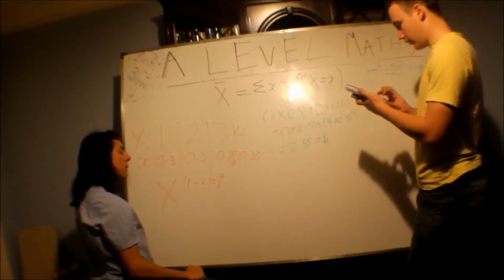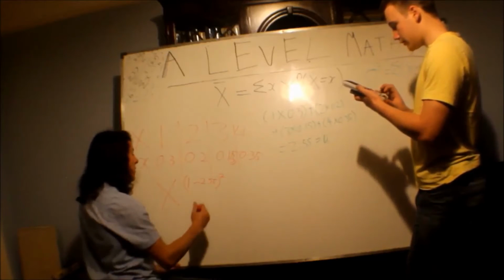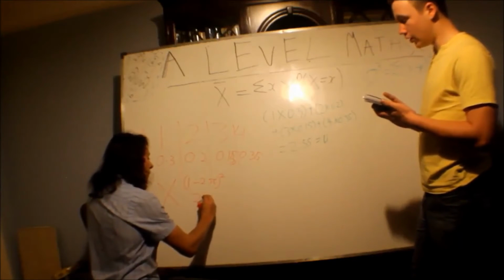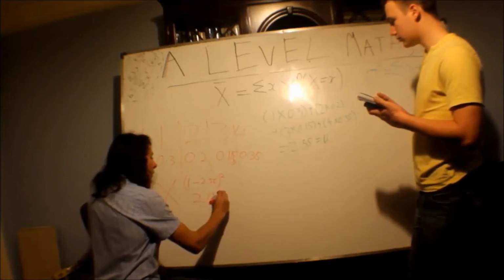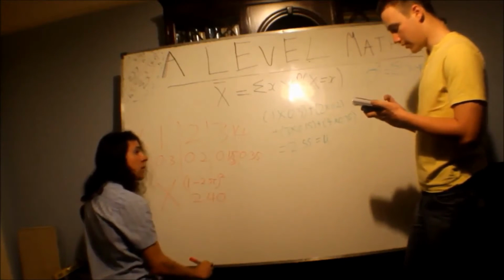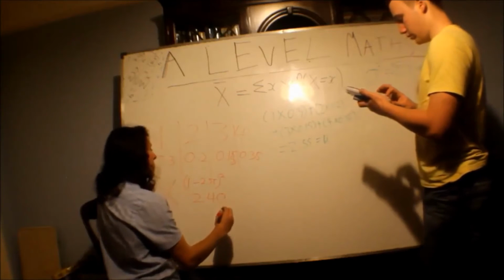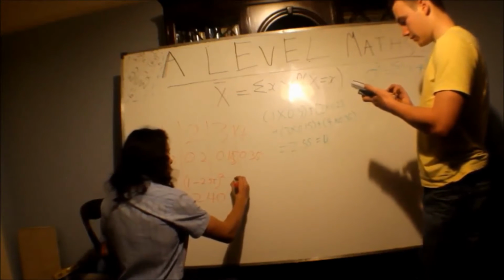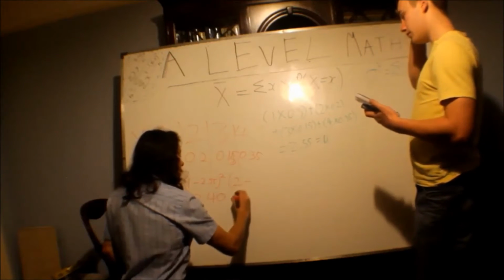So 1 minus 2.55 squared is 2.402. I think that's probably enough, that's reasonable. Okay, 2 minus 2.55 squared is 0.30.